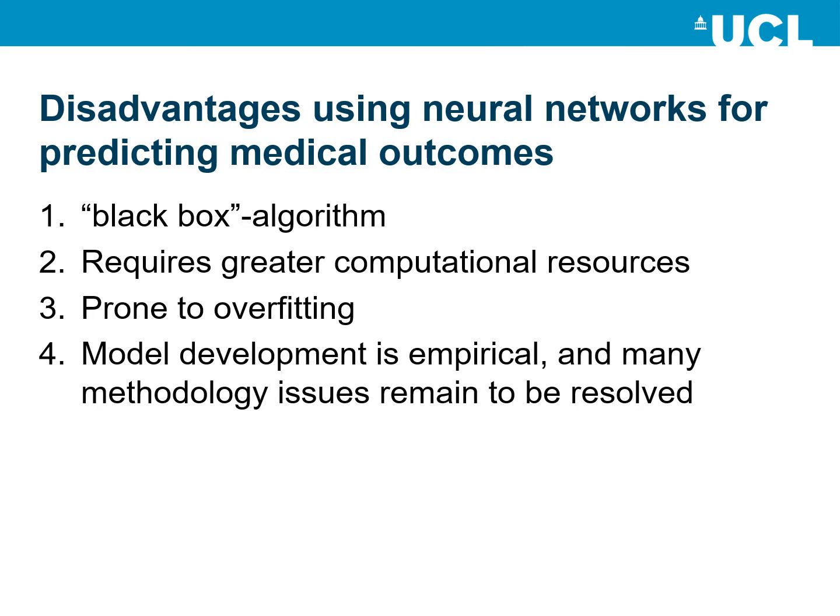Training a neural network requires a huge amount of computational resources. For example, it might take a very long time because of the different degrees of freedom in terms of activation functions, number of neurons per hidden layer, and number of hidden layers. It's prone to overfitting. Presenting data too often to a neural network might overtrain on the existing data, and it might predict very poorly on unseen test data sets. Most model development is empirical, and many methodological issues still remain to be resolved.